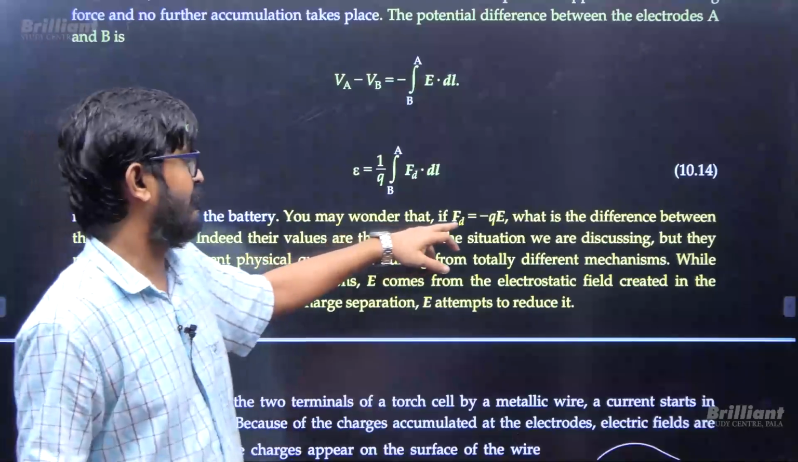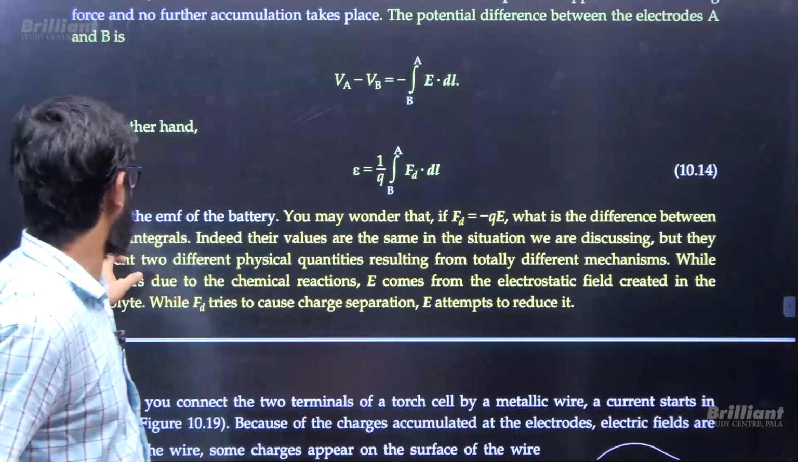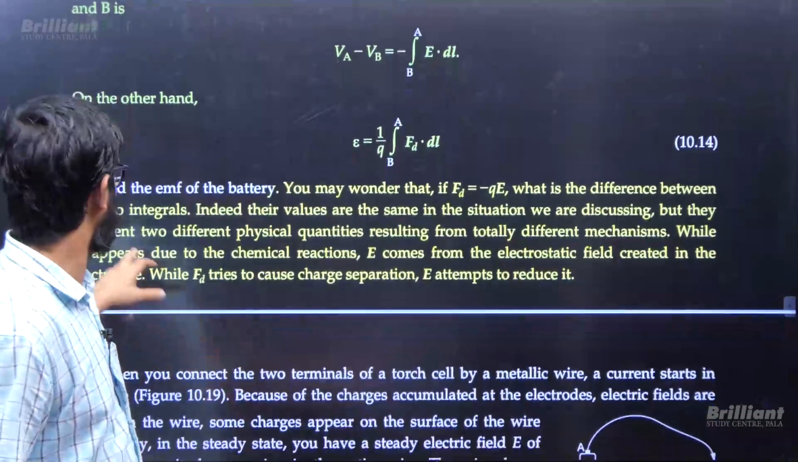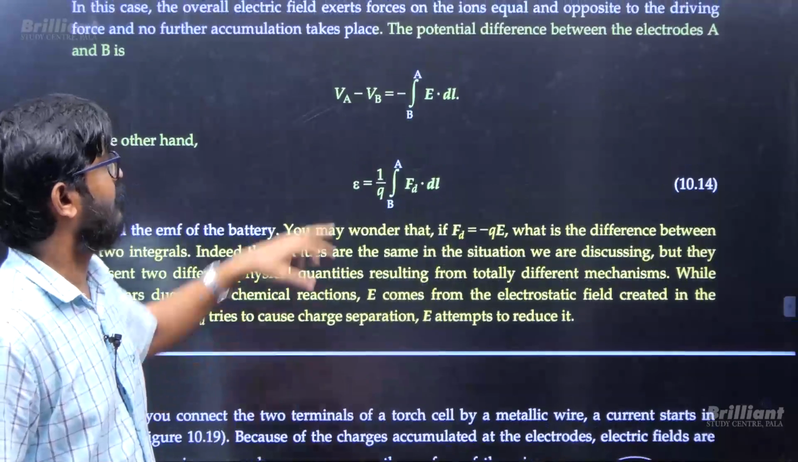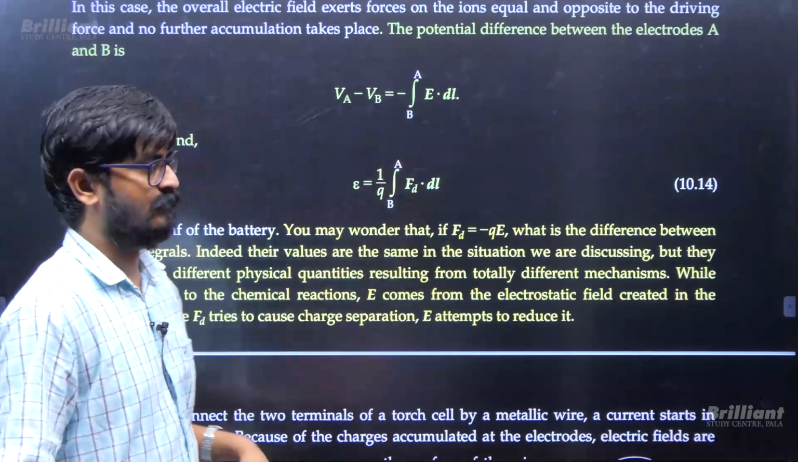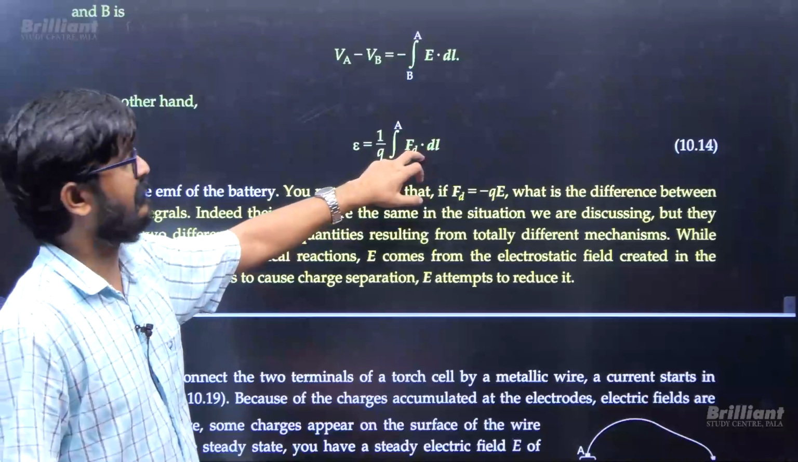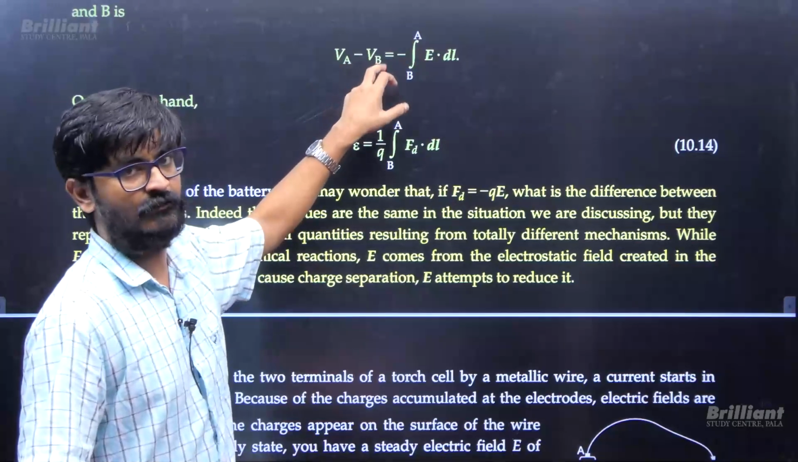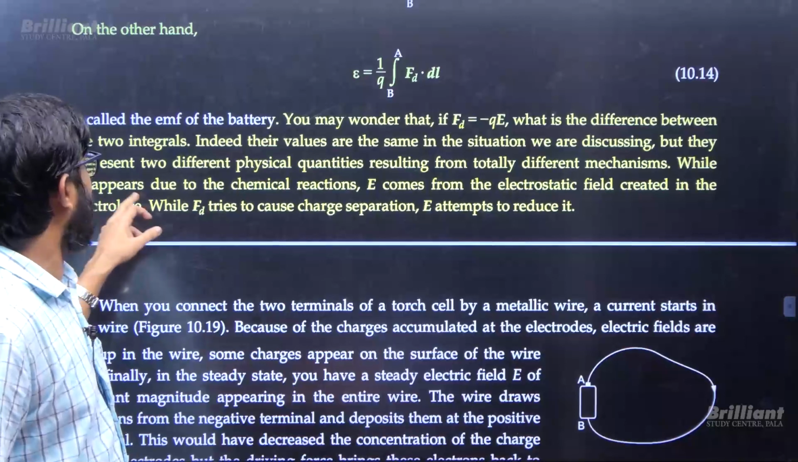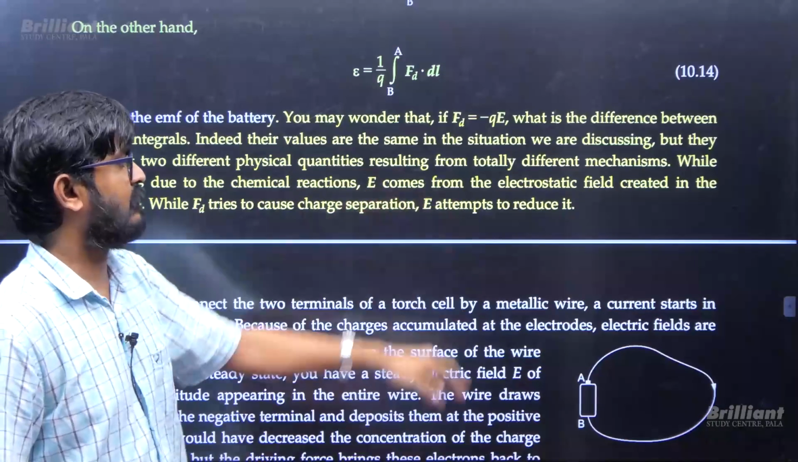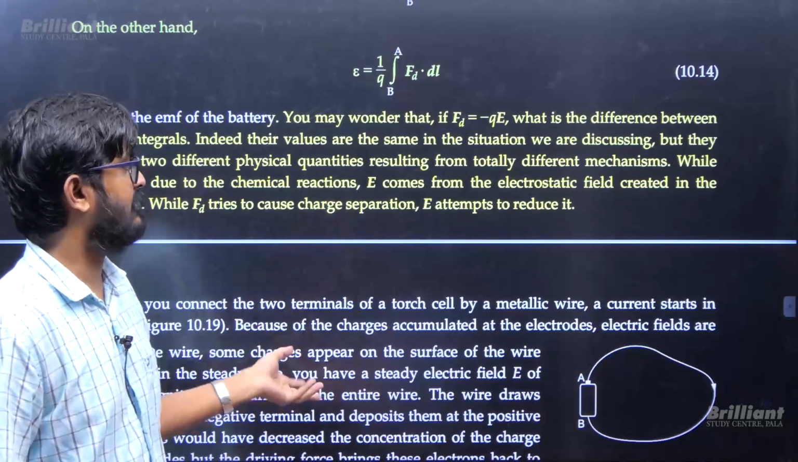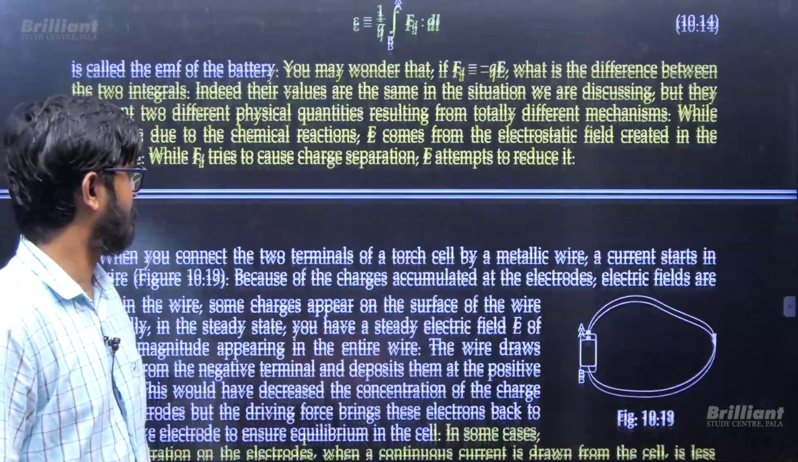So you may wonder, if FD equals minus QE, what is the difference between these two integrals? Indeed, their values are the same in the situation we are discussing, but they represent two different physical quantities. This one is because of the driving force, because of the chemical nature. This one is because of the electrostatic field developed because of the charges. While FD appears due to chemical reactions, E comes from the electrostatic field created in the electrolyte. While FD tries to cause the charge separation, E attempts to reduce it in this particular situation, right?